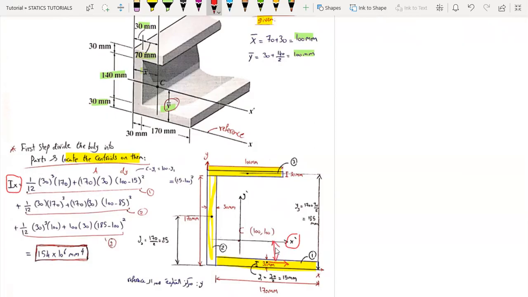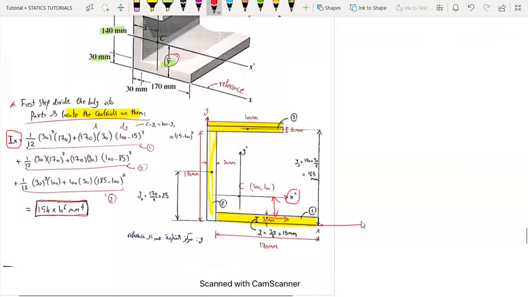Okay, so first of all, here is our datum. y1, or y tilde 1, will be what? Well, this dimension is 30, so it is just 15 millimeters. Regarding y2, here it is 170, and here is the centroid, so it is 85 millimeters. Now, segment number 3 will be 170 plus 30 over 2, which is 185 millimeters.